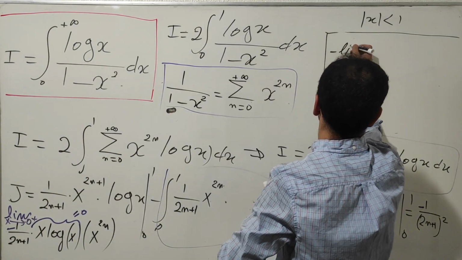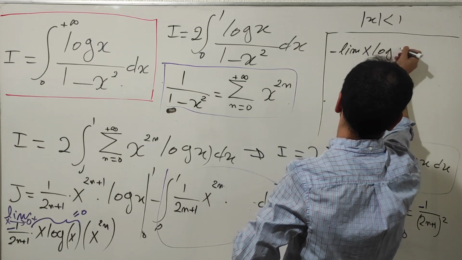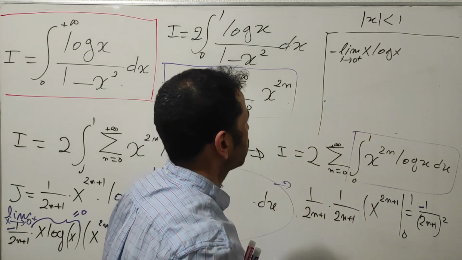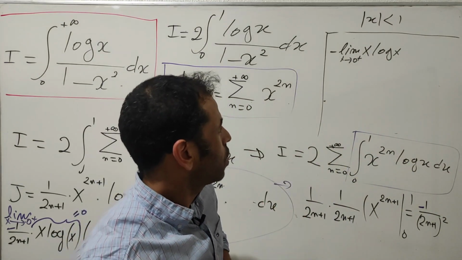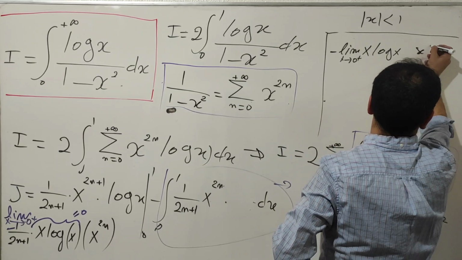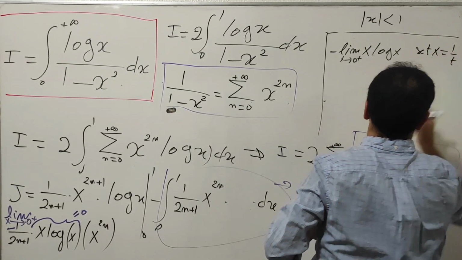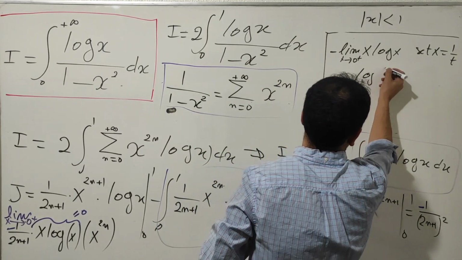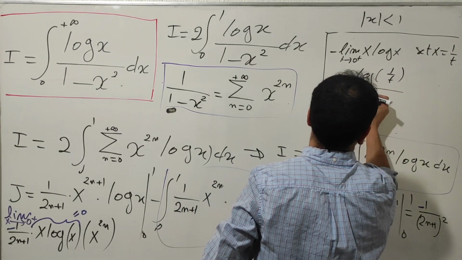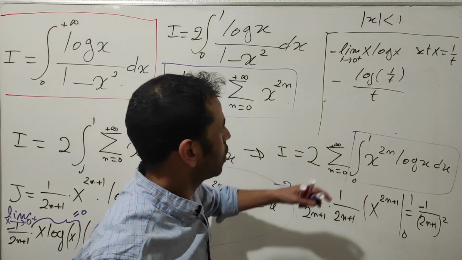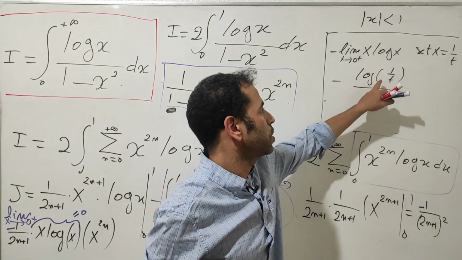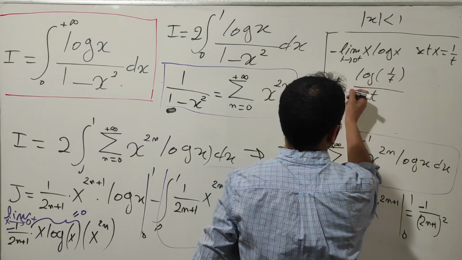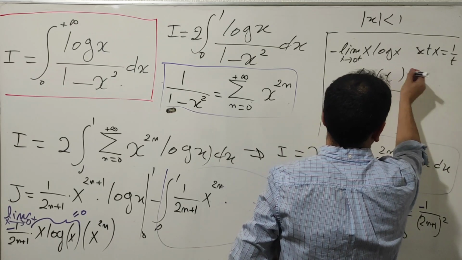So we have minus the limit of x log x as x goes to 0 from above. Let's set x equals 1 over t. So I get minus log of 1 over t, all over t. Then taking the inverse of the log, I get a plus sign here, and this becomes log of t.